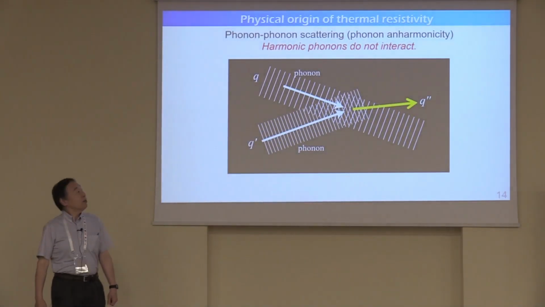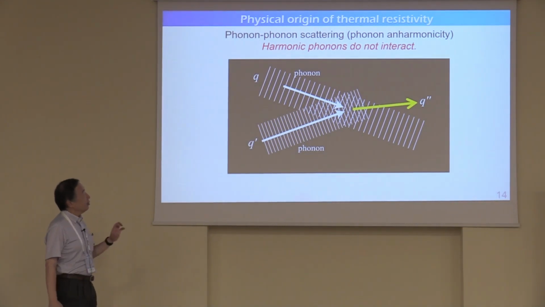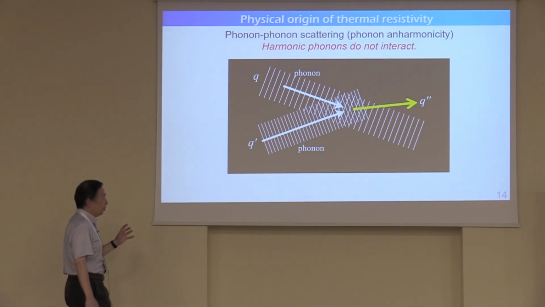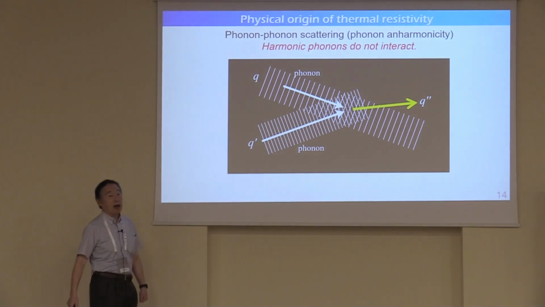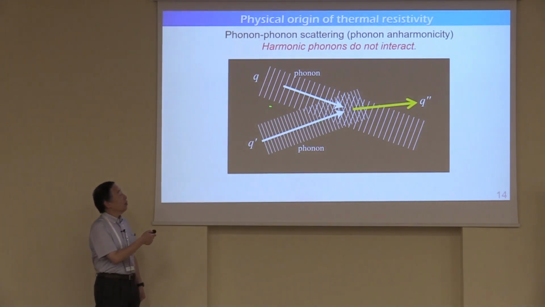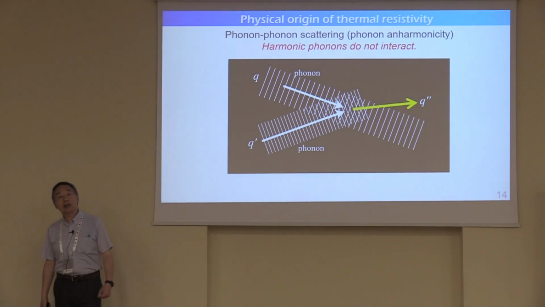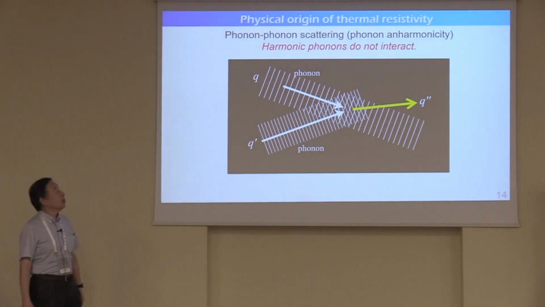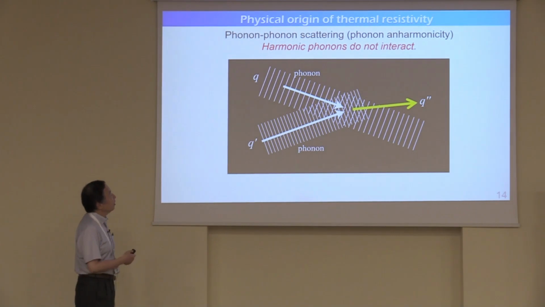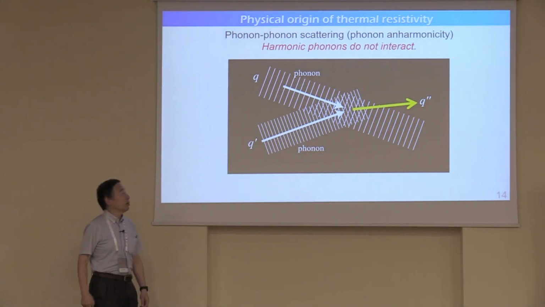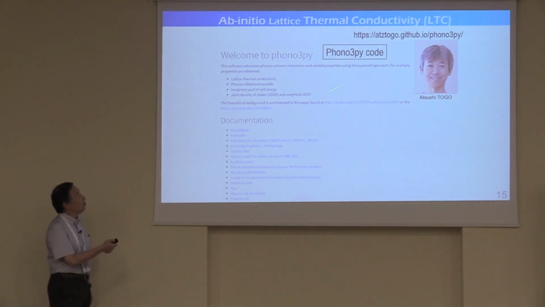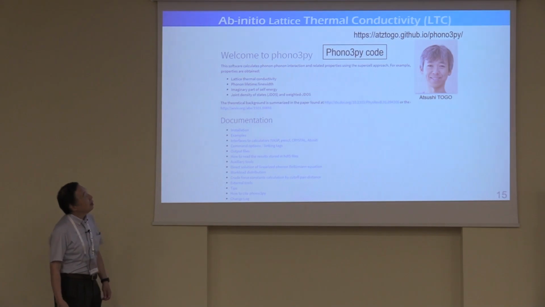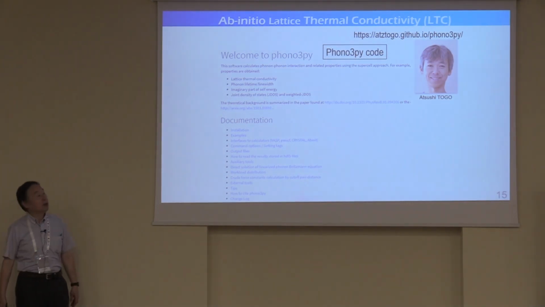The origin of thermal conductivity or thermal resistivity was also explained in the morning. That is phonon-phonon scattering. So harmonic phonons do not interact. But if phonon-phonon scattering occurs, then it can produce thermal resistivity. So we need to compute phonon scattering. And Professor Togo made this program, phono3py, and it is useful for a variety of calculations.